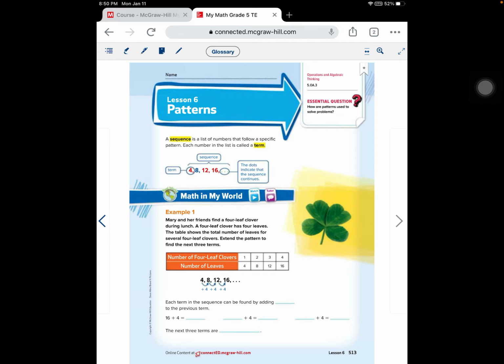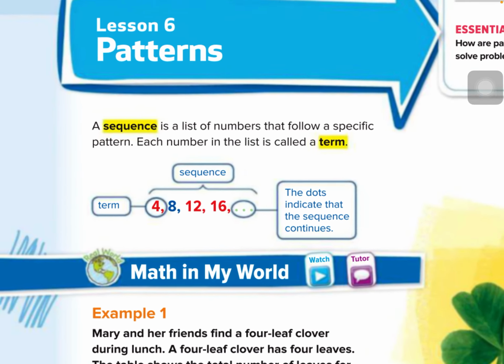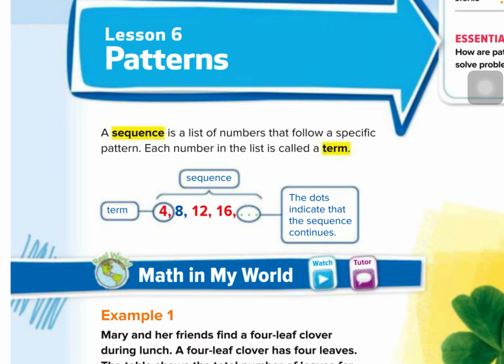We're discussing patterns. A couple of keywords you need to understand for this chapter is sequence. A sequence is a list of numbers that follow a specific pattern. Each number in the list is called a term. Here's the sequence. That's our specific pattern. And each of these numbers are called terms. And the dots indicate that the sequence continues.